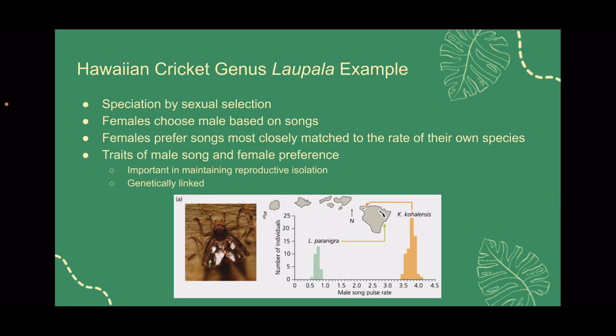Mendelson and Shaw found that the male song and female preference for song are traits that are important in maintaining reproductive isolation among the species, and that these traits are actually genetically linked and cannot be broken. While the molecular mechanism causing this genetic correlation is not yet known, the presence of the correlation provides a captivating reason as to why the genus has diverged into so many different species.